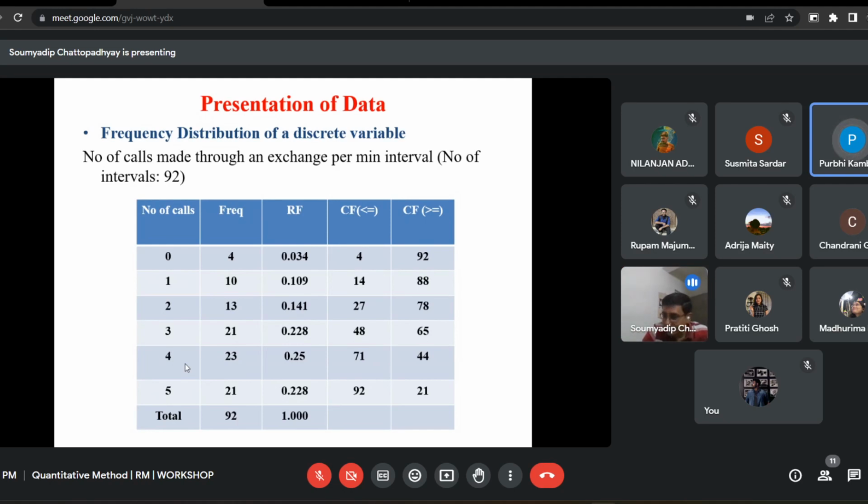Excuse me, sir. Yes. Can you please just explain this table once again, like the number of calls and the relation with frequency?